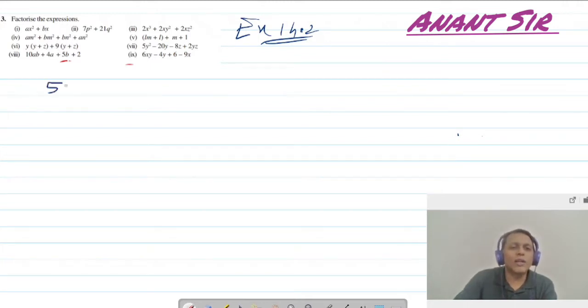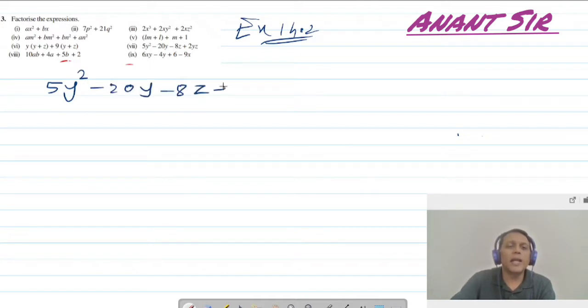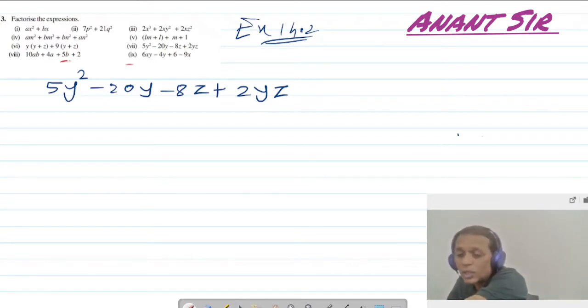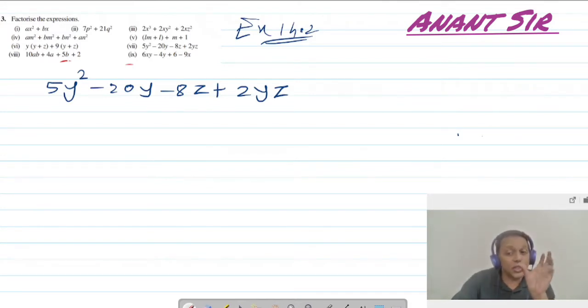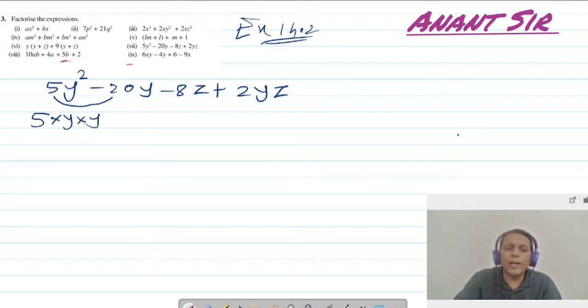Now question number 7, 5y square minus 20y minus 8z, it is z, okay, not 82, and plus 2yz. Okay, so now sometimes what happens, we have to rearrange. Okay, we have to rearrange the terms if we don't get the brackets the same. Okay, so let's see what we have to do here. 5 and 20, what is the greatest number that divides both of them? It is 5. 5 divides both, right? So I will write 5y square as 5 into y.